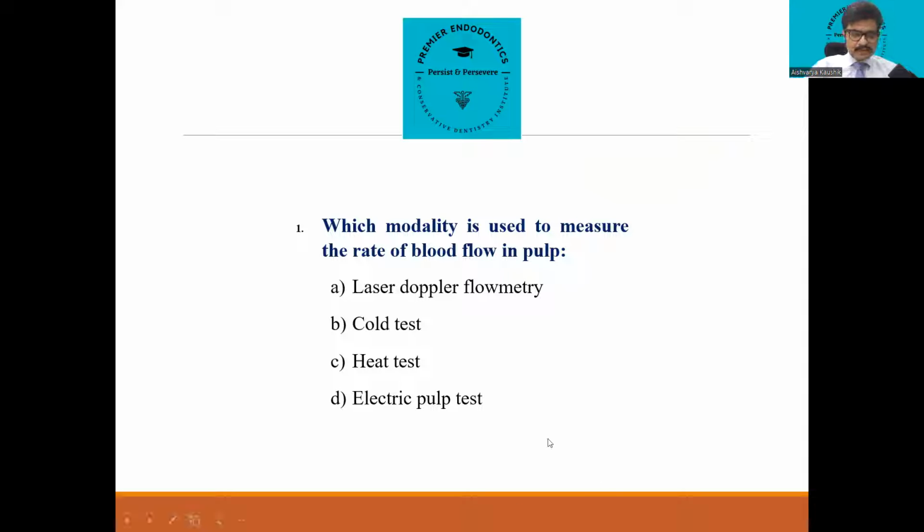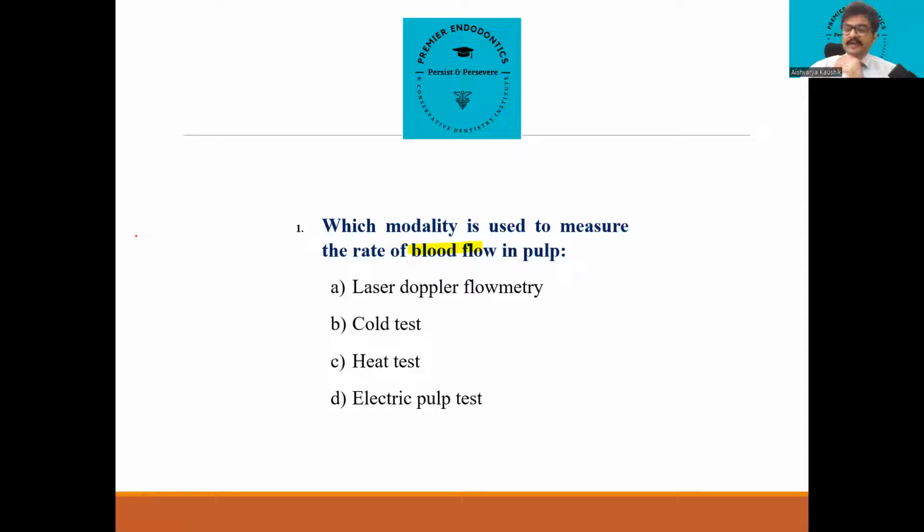Now, the important key term here is the blood flow, right? That is what the examiner is trying to ask from us: what are basically the true pulp vitality tests. There are different methods of determining whether the tooth is vital or non-vital. The most commonly used methods, which have been in use since the past many years, are basically the indirect ways of measuring the pulpal vitality.